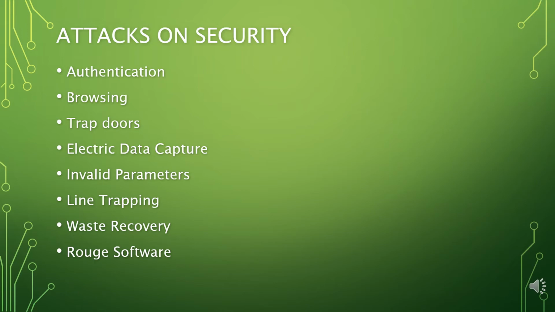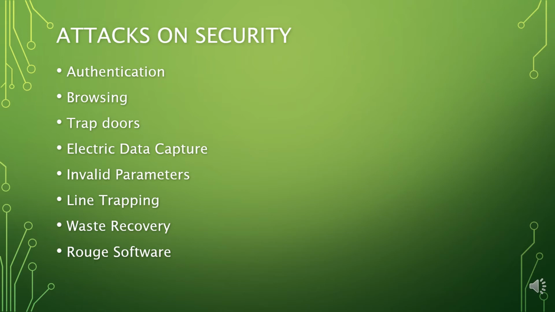What are different attacks on security? The security system can be attacked and penetrated in a number of ways. Some of them are authentication, browsing, trapdoors, electronic data capture, invalid parameters, line trapping, waste recovery, and rogue software. Let's see each one of them in detail.